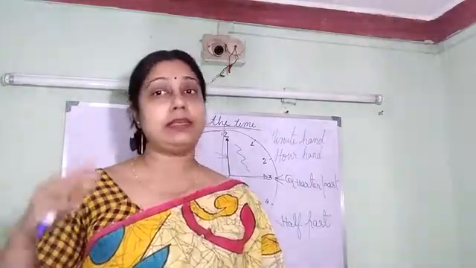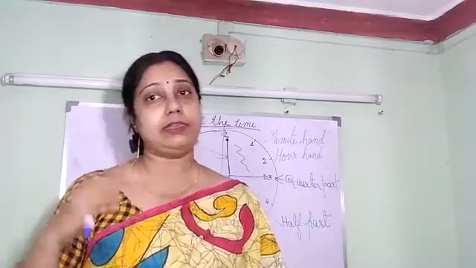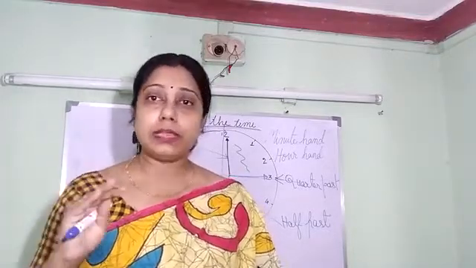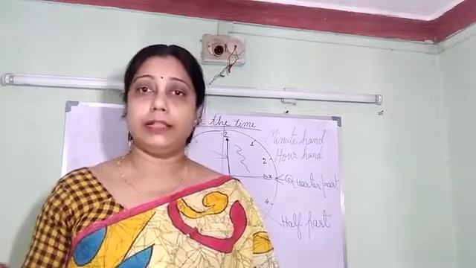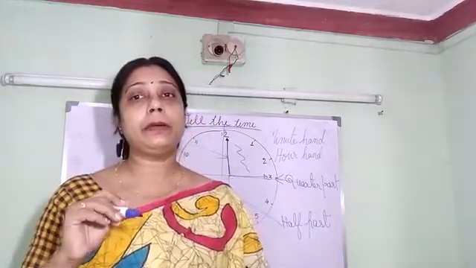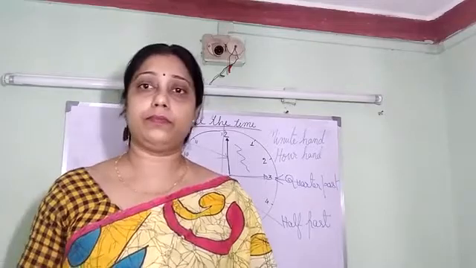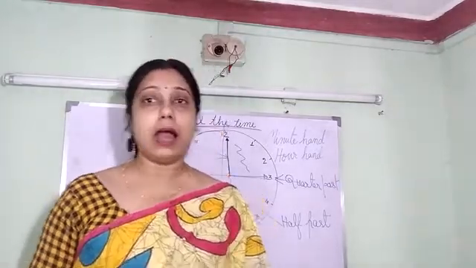If it is on 9, we will tell 9 o'clock. If it is at 8, we will tell 8 o'clock. If it is on 6, we are going to tell 6 o'clock. That means the short hand is on any number and the long hand is at 12. Let us go to the next one, that is half past.